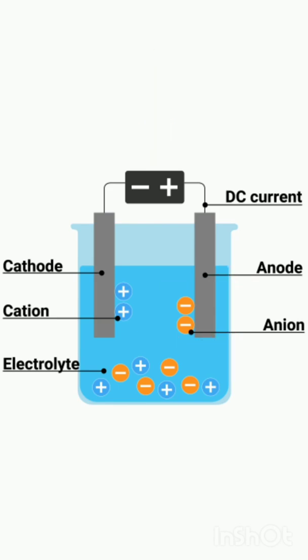The positive charges are known as cations and the negative charges are known as anions. Hydrogen moves towards the cathode, being positively charged, and oxygen moves towards the anode, being negatively charged. So hydrogen ions are the cations and oxygen ions are the anions, and hence hydrogen is collected at the cathode and oxygen is collected at the anode. This is how hydrogen is prepared by the electrolysis of water.